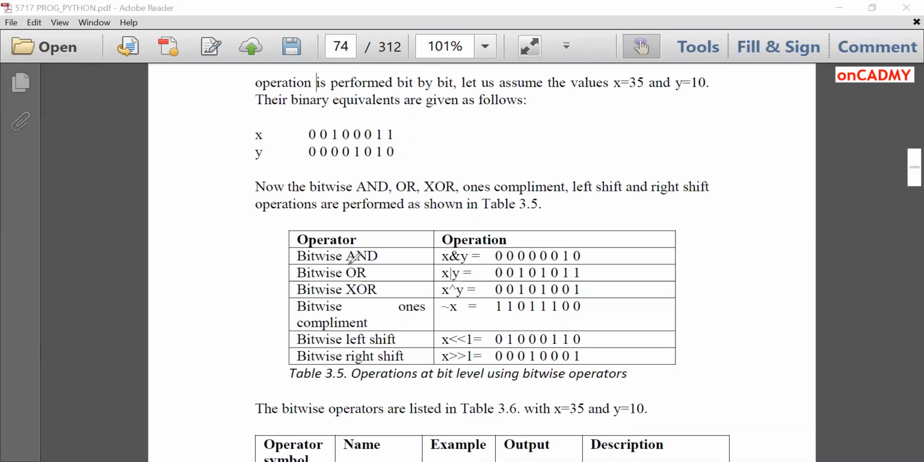So the various operators are bitwise AND, bitwise OR, XOR, ones complement, bitwise left shift, and bitwise right shift. The symbol for AND operator is this single ampersand. Bitwise OR is single pipeline symbol. Bitwise XOR, this cap symbol. Then bitwise ones complement, which is this. Bitwise left shift and right shift: for left shift, we use less than symbols twice, and for right shift, we use greater than symbols twice. And all these operations are performed on these two values of x and y.